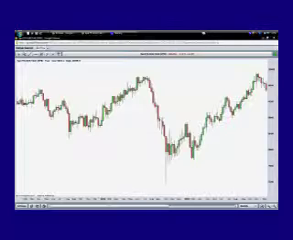So we don't want to buy into a major resistance zone, and we don't want to sell into a major support zone. Very important. These are just little things we need to pay attention to.